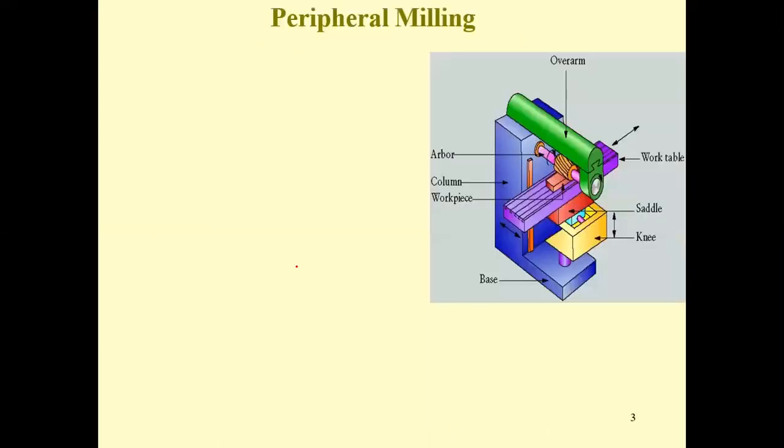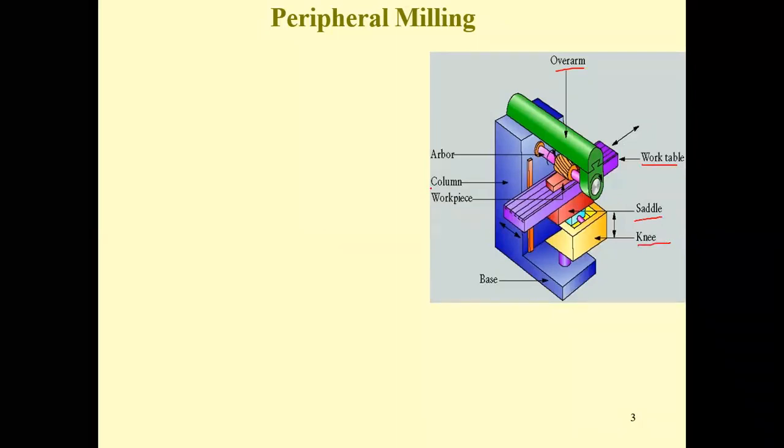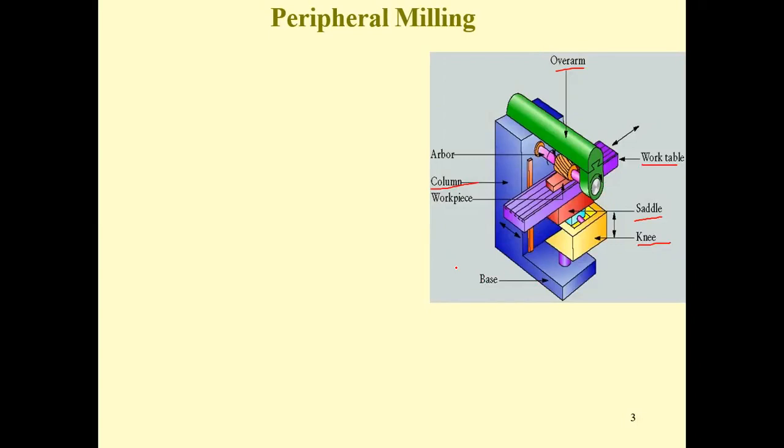So if you see that, we have seen this last week also. This is a slab milling process. So this we have seen. So this is the overarm. If you take the basic parts: work table, saddle. This is the knee, and this is the workpiece. This is the column, and this is the arbor, right? And this is your work table, and this is the base.